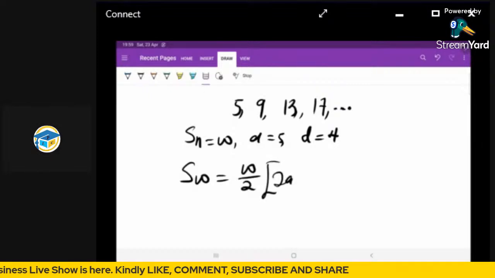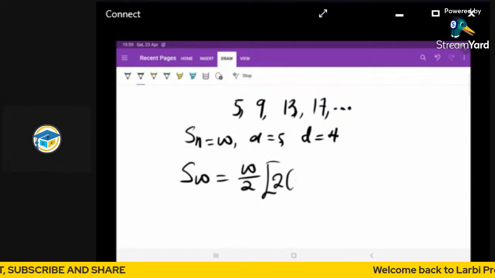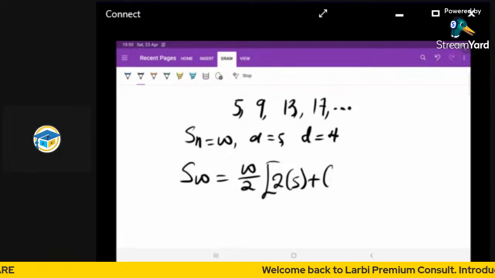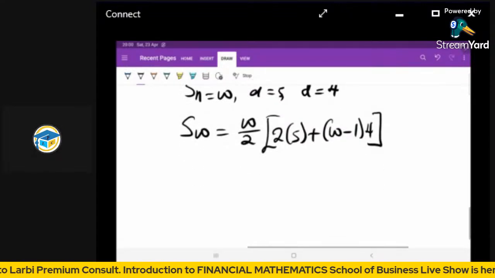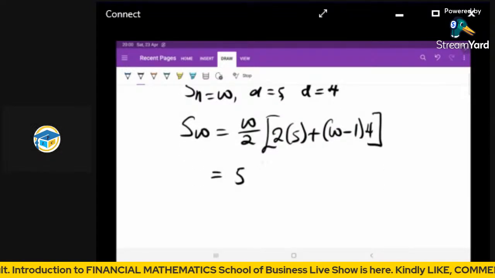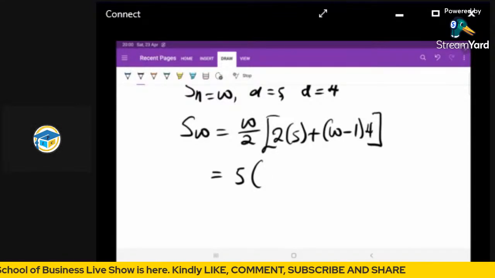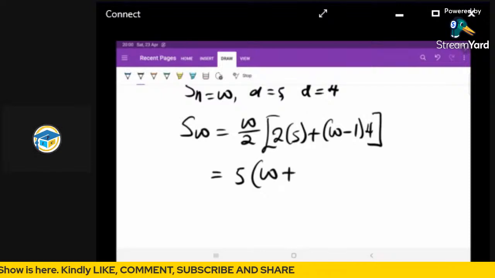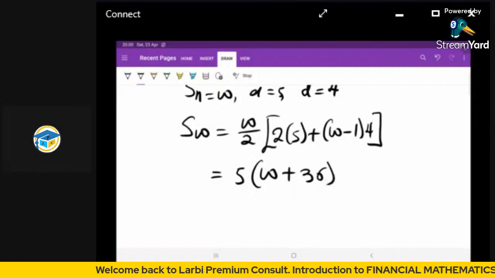And we know a is 5. So it's 5 times the bracket: 2a plus (n minus 1) multiplied by d, which is 4. That's the first formula. Is that okay? With your calculation, you perform the bracket operations first. So 2a gives me 10, and 10 minus 1 gives me 9. 9 multiplied by 4 gives something like 36? Is it 36? Okay, if that is true, then that is cool.